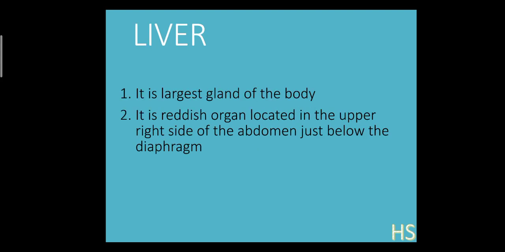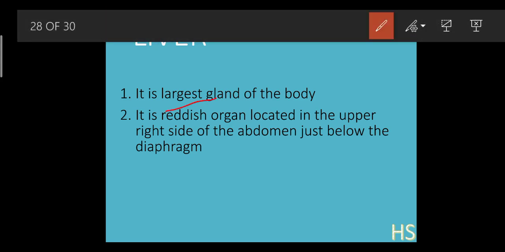Then the last part is the liver, which is the largest gland of our body. Okay, and what is its color? It is a reddish organ, because the blood vessels supply it, and it is located on the upper right side of the abdomen. Okay, the gut region means the stomach region, and just below the diaphragm. So diaphragm means what? There were the lungs and there was the diaphragm. Okay, and the abdominal part means what? The stomach, intestines and so on.